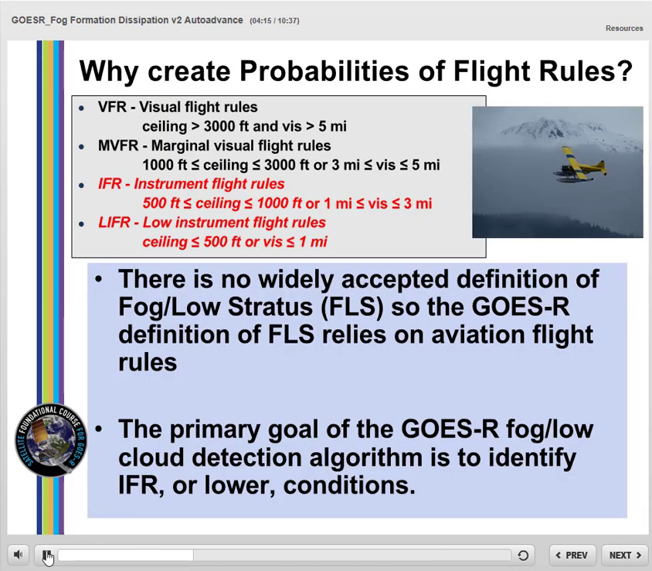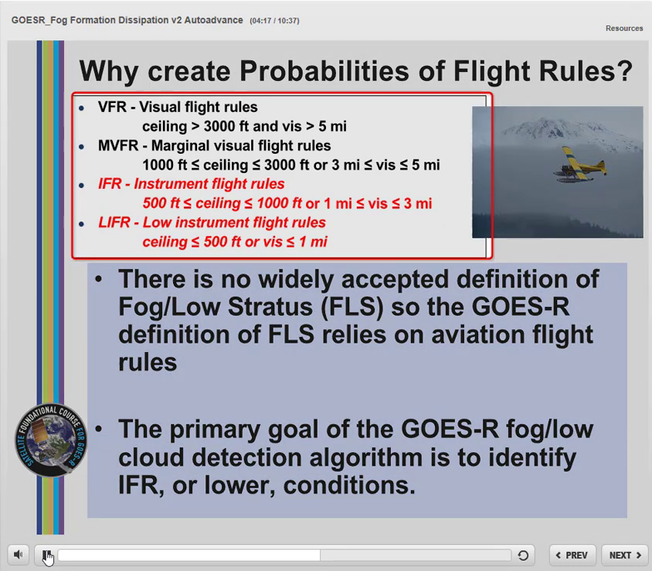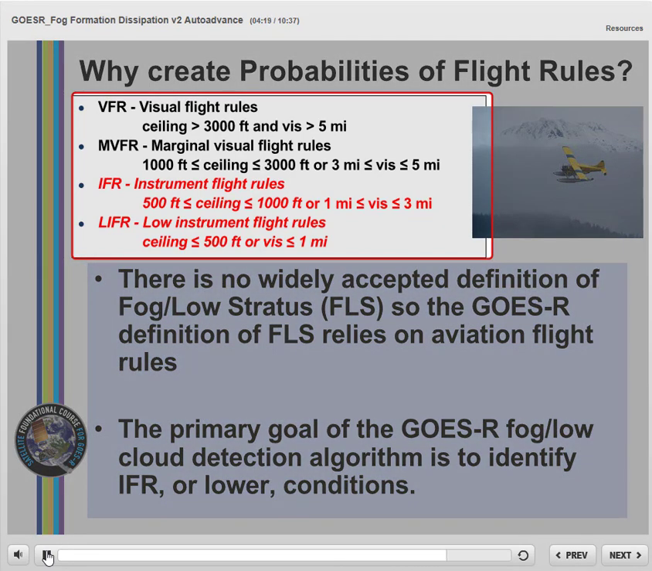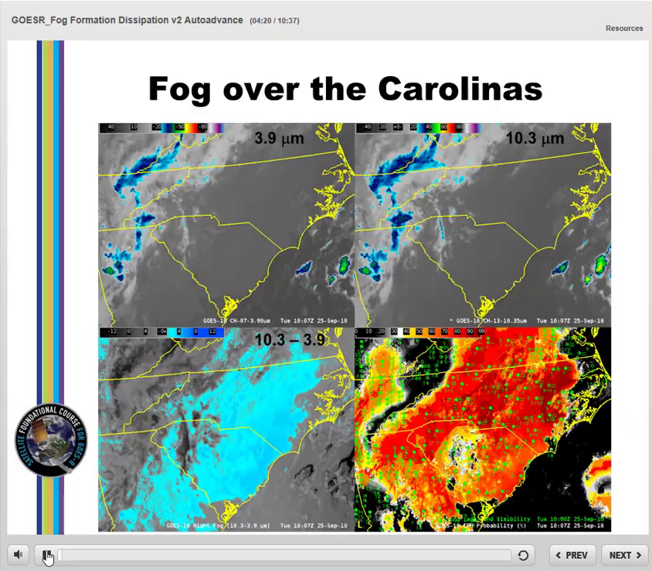IFR conditions were selected for this product because it has a well-defined limit, unlike the more nebulous word fog. So here's the view over the Carolinas again, but IFR probability has replaced the RGB. Because information from both satellite and model are considered, IFR probability can give a consistent signal in regions where cirrus clouds block the satellite view of low clouds, such as over northeast Georgia. Model fields there suggest low-level saturation, so IFR probability is enhanced.